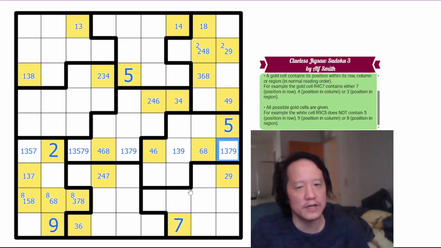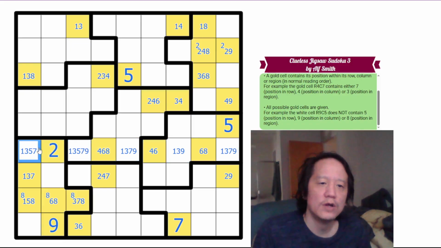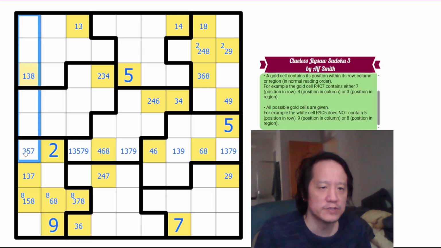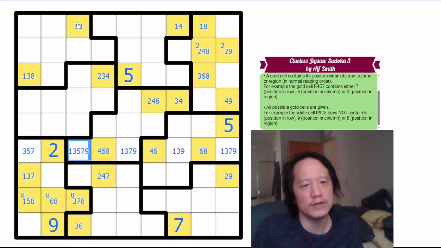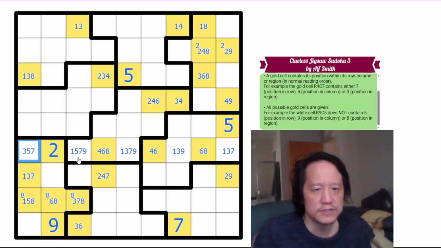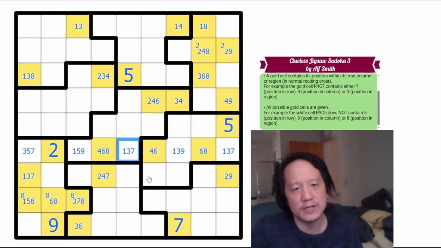1, 3, 7, 9. Okay, so these white cells cannot be the cells matching their column, row, or position in the region. So this can't be 1. You can't have a 6 in the rows. This can't be 1 because of the 1 in the column. This can't be 3 because of the 3 in the column. I mean, it's in the third column. Can't be 5, no 7. This can't be 9. So now position in the region. 1, that's fine. This cannot be 7. This cannot be 9.